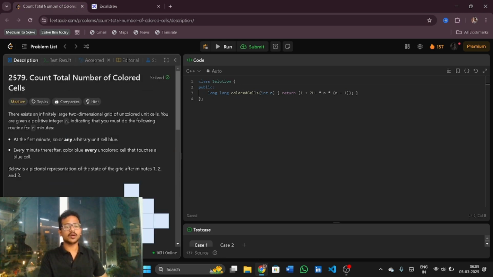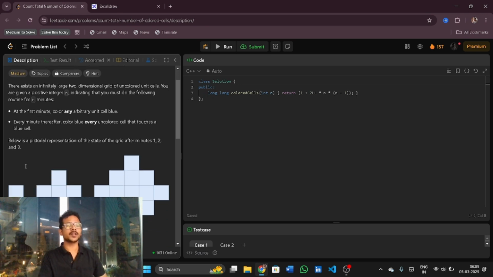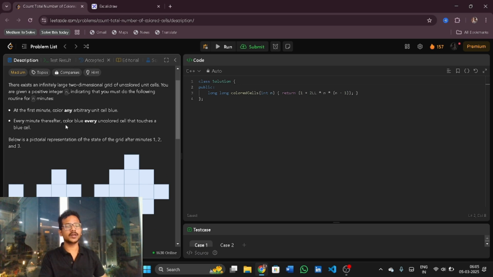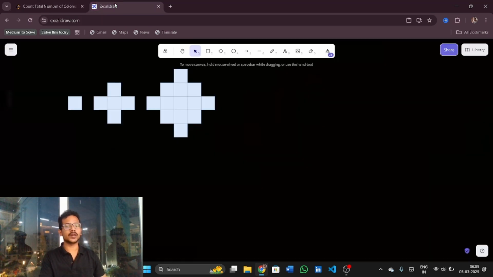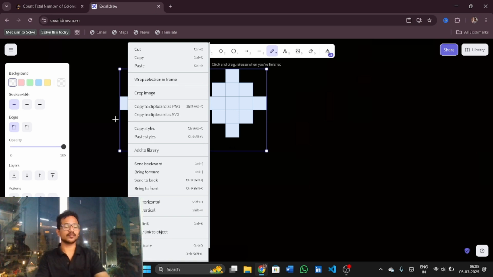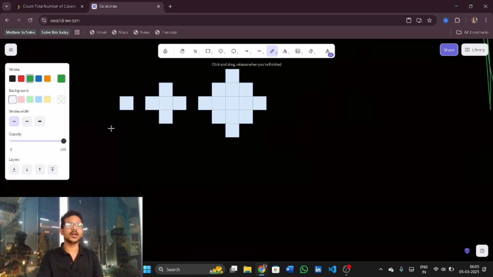Count total number of colored cells. So we are given an integer n. We need to return the number of colored cells at that minute. For minute 1, we are colored with only one box or cell.